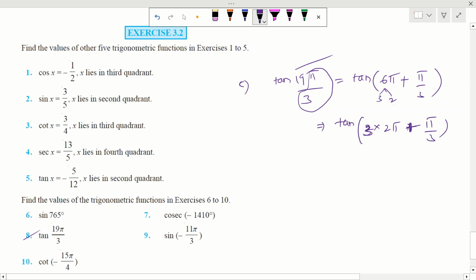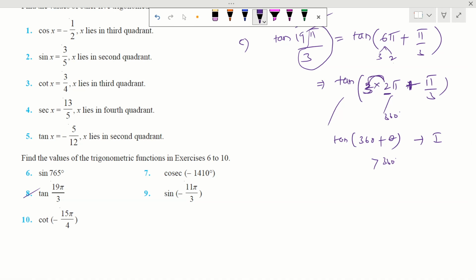So the second term should be 2 pi, because 2 pi is 360 degrees. So this is in the form tan of 360 plus theta. Then it is greater than 360, and this is in the first quadrant. In the first quadrant all signs are positive.